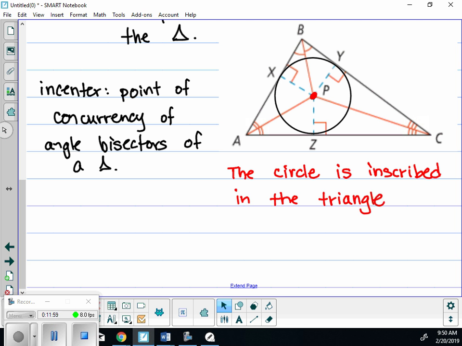circumscribed is outside. So we have the circumcenter that allows us to create the circle outside, which is circumscribed about the triangle. We have the incenter, which from that point we can get a circle that is inscribed in the triangle.